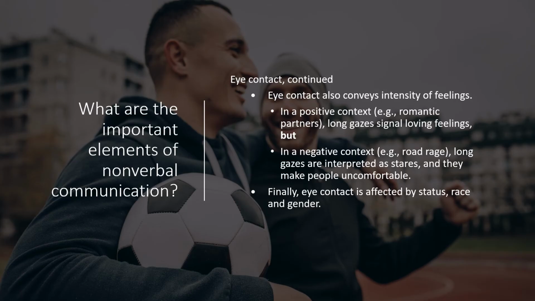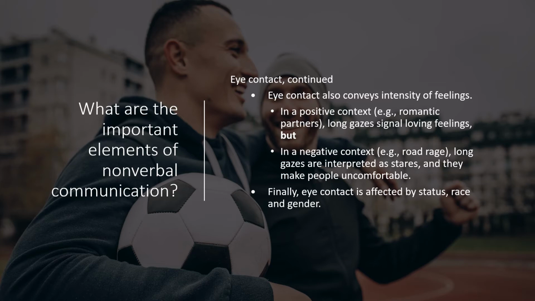So as your textbook points out, and this is based upon Western cultures, eye contact can convey the intensity of feelings, and in our culture, in a positive context, long gazes signal loving feelings, but in a negative context, long gazes are interpreted as stares and they make people uncomfortable. So think about when you've been out and someone has looked at you for too long, it can make you feel very uncomfortable and feel threatened.